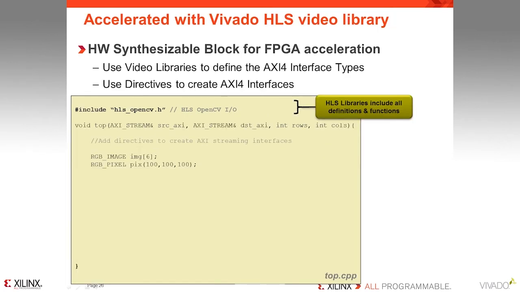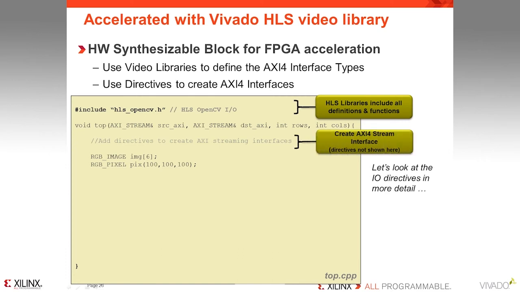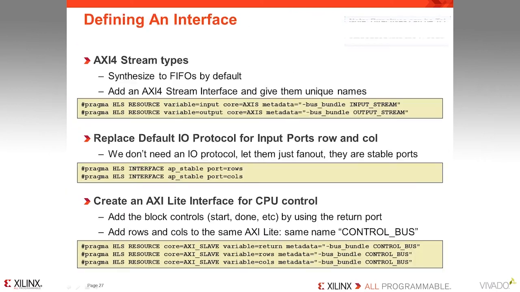So for the block for hardware acceleration, remember we have these AXI interfaces that we've added, so we should include the Vivado HLS library so that these interfaces can be defined. The next thing we would do is then create I/O ports, and we would use directives to do that. Now, rather than squeeze everything into the screen, let's look in more detail at how these are done. So one by one, here are the directives.